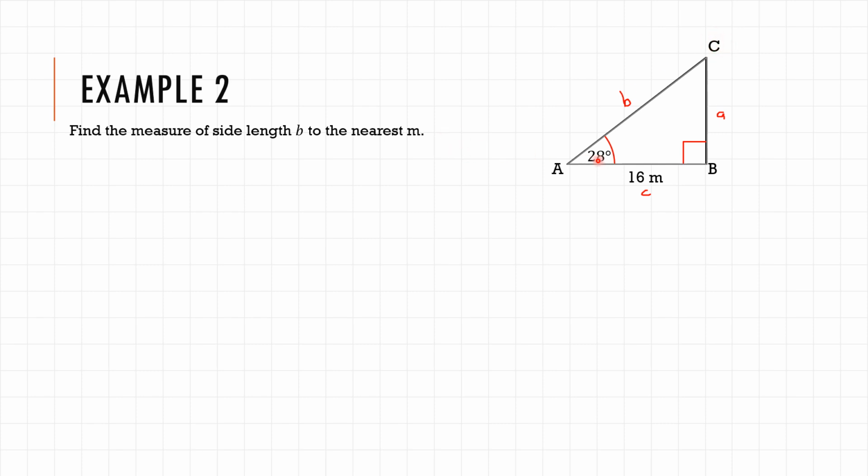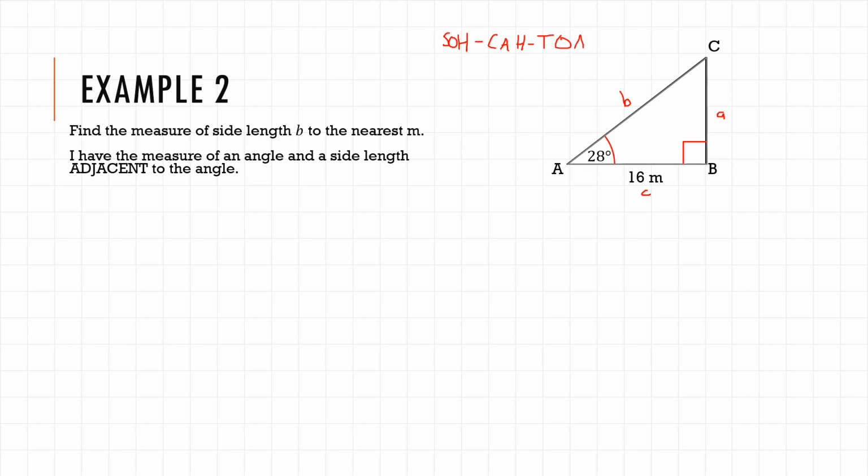Now in this case, I have an angle and I have the side length that is adjacent to the angle. I have 16 meters. I don't know what the hypotenuse is. I don't know what the opposite side is. I'm asked to find the measure of side B, and that is the hypotenuse. So because my problem involves the adjacent side and the hypotenuse, the ratio that uses adjacent and hypotenuse is, let's see, TOA. That's my way to remember it. So pause the video here and see if you can figure out which ratio is the right one to use, and then see if you can use that ratio to find the measure of side length B.